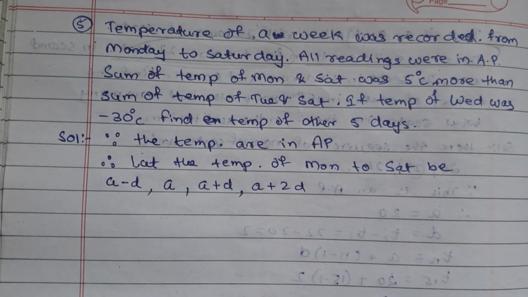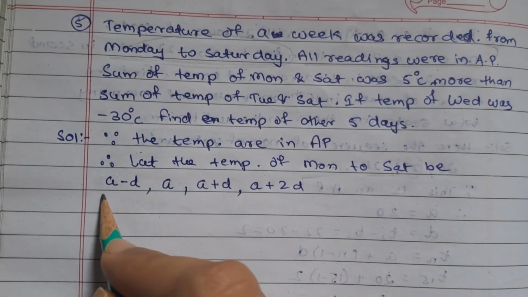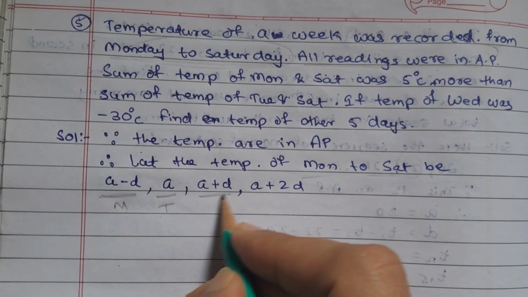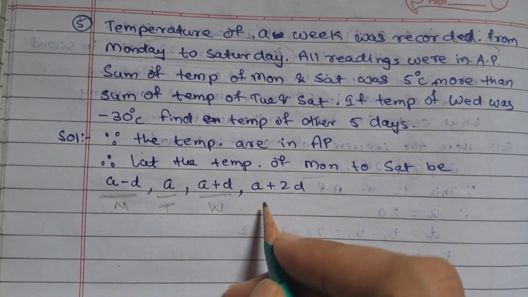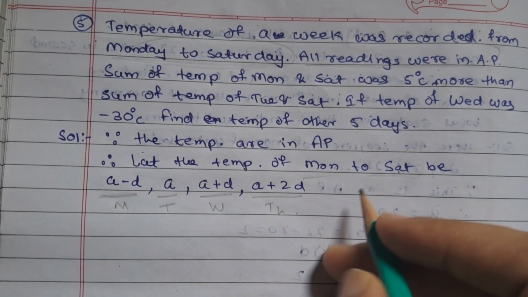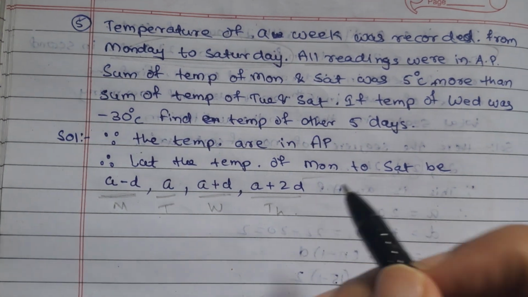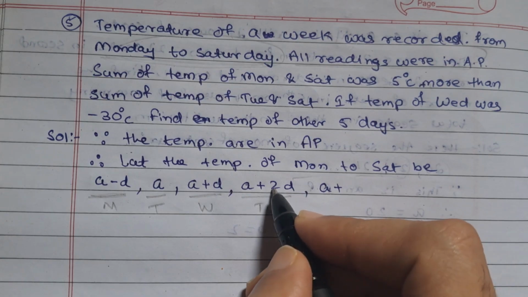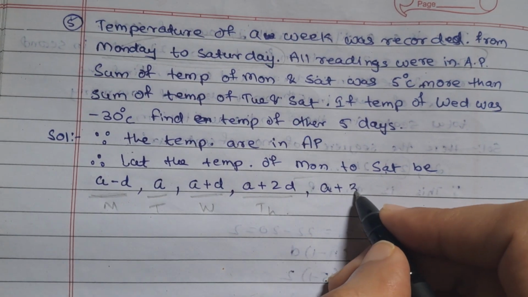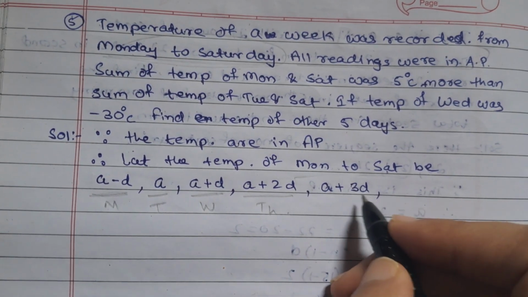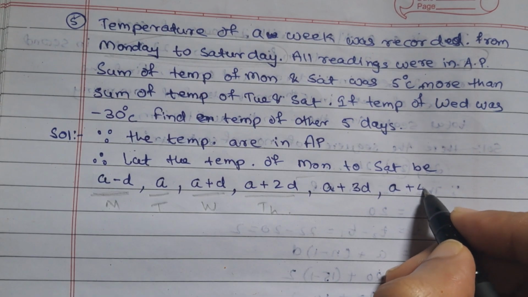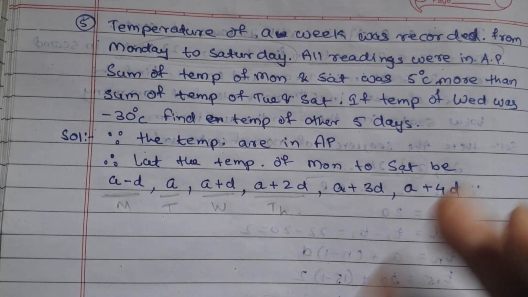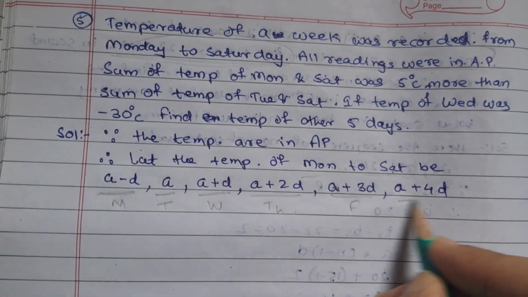By the way, how many days are we targeting? Monday to Saturday, right? So let's say this is the first day, that is Monday's temperature. This is Tuesday's temperature, Wednesday's temperature, Thursday. I need 2 more days, right? Friday and Saturday. So I will add one more day over here, that is 2D plus D will become 3D. And let me add one more D to this, it will become 4D. So this is nothing else but Monday, Tuesday, Wednesday, Thursday. This is Friday's temperature and this is Saturday's temperature.